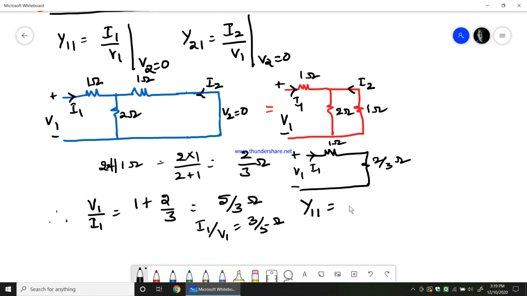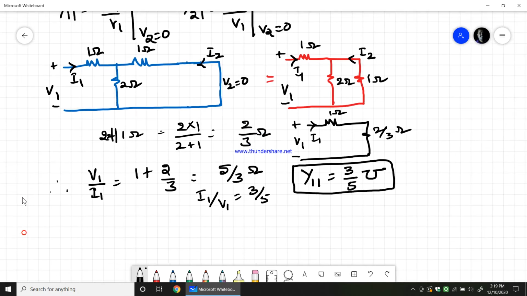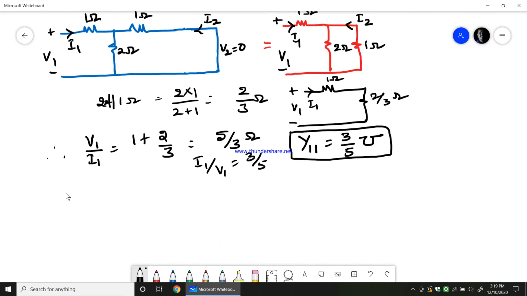Therefore Y11 would now equal 3 by 5 mho. We call it mho. It is not ohm, it is mho. Therefore this is the solution for Y11. Now if I want to find out what is I2 by V1, how to find out? So we found Y11. Our job is to find out the Y21. Y21 is what we need to find out.